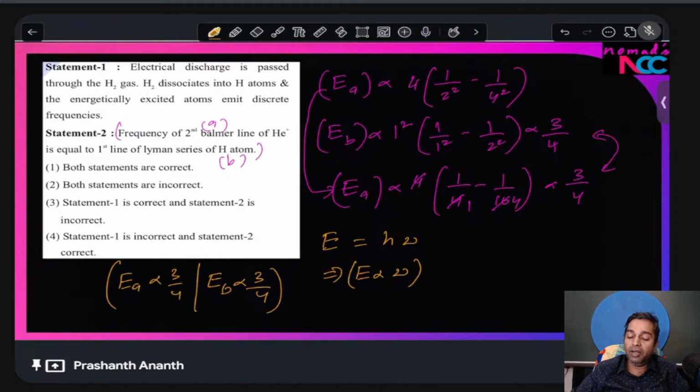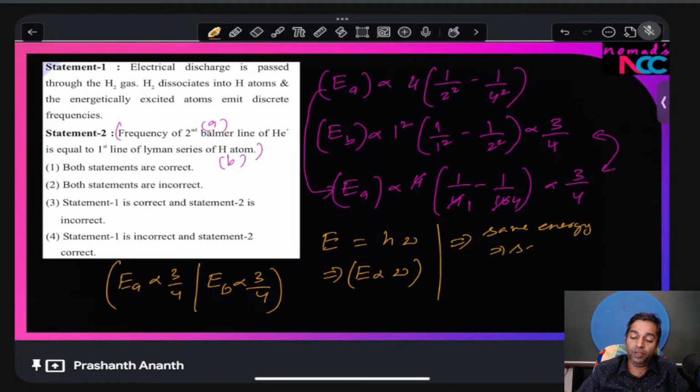So energy is proportional to h nu, or energy is proportional to nu, which implies both lines are going to have the same energy. Same energy implies same frequency. So in this case, both statements are correct. Option 1 is the correct answer here. Okay, all right.